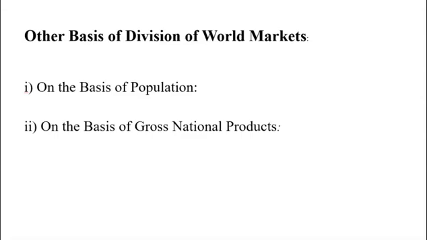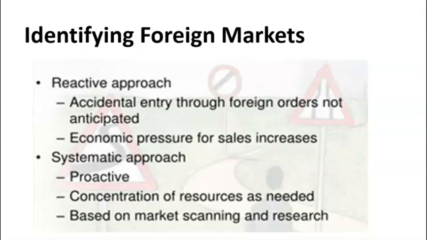Also, along with that, we should look at the different factors with respect to identifying foreign markets. Basically, we need to have two types of approaches here. One is the reactive approach, and another one is the systematic approach. When we talk in terms of the reactive approach, it is nothing but that foreign orders cannot be anticipated in the right way, and sometimes we can expect some of the orders to accidentally come to our convenience.